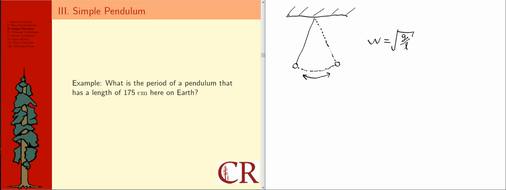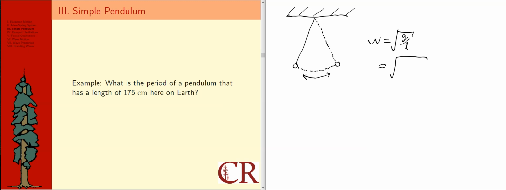What is the period of a pendulum that has a length of 175 centimeters here on Earth? So I'm going to go ahead and start out using this formula: omega is equal to square root of g over L. And really all I have to do, given the information here, the only information I have is 175 centimeters. So I'm just going to plug that in to this formula.